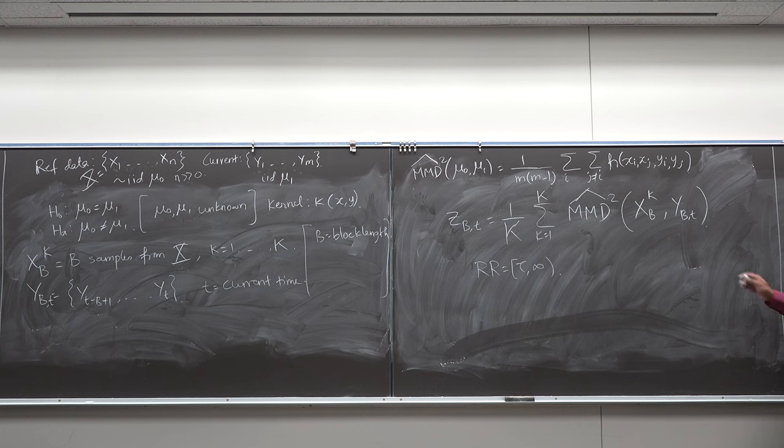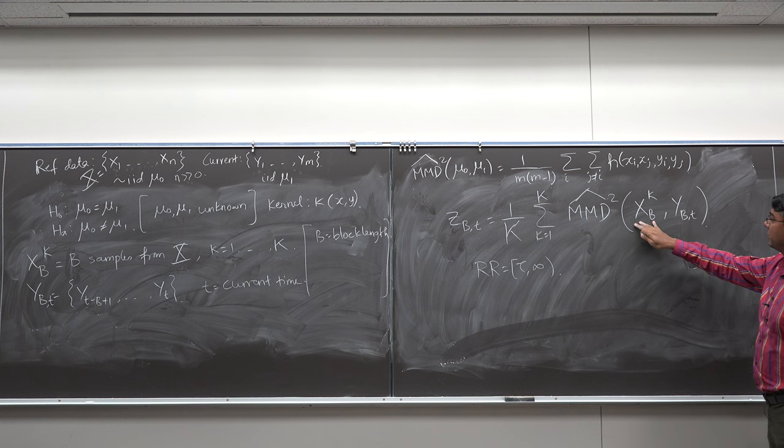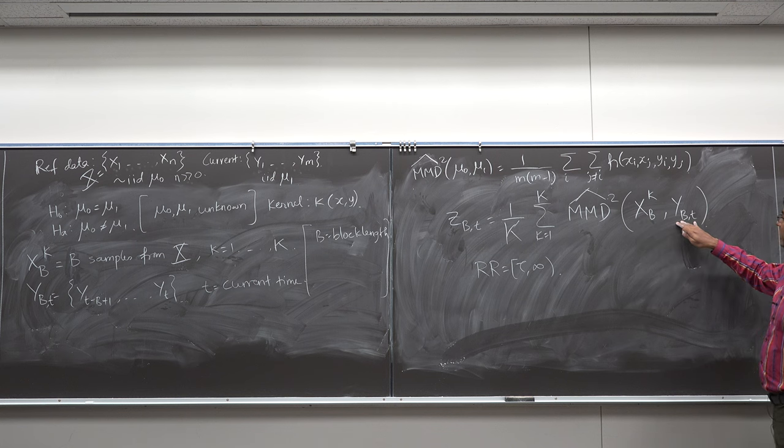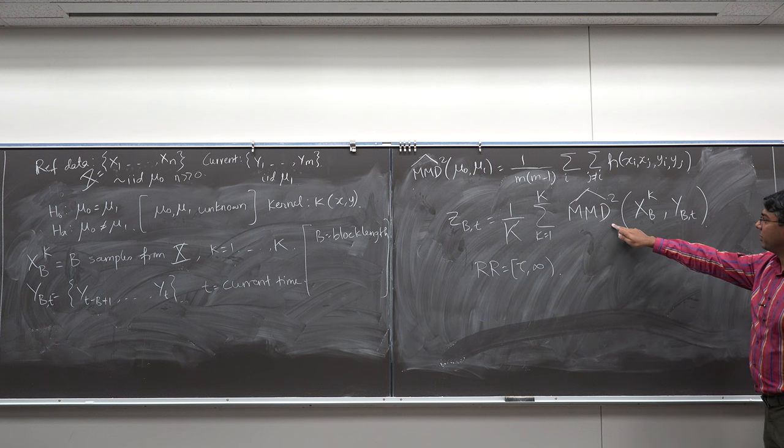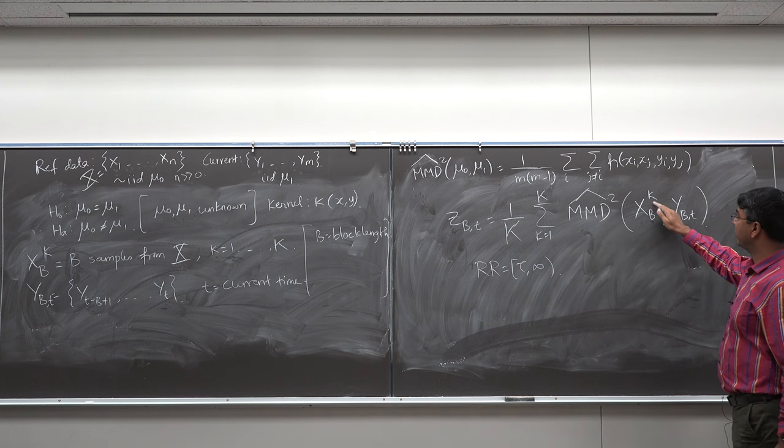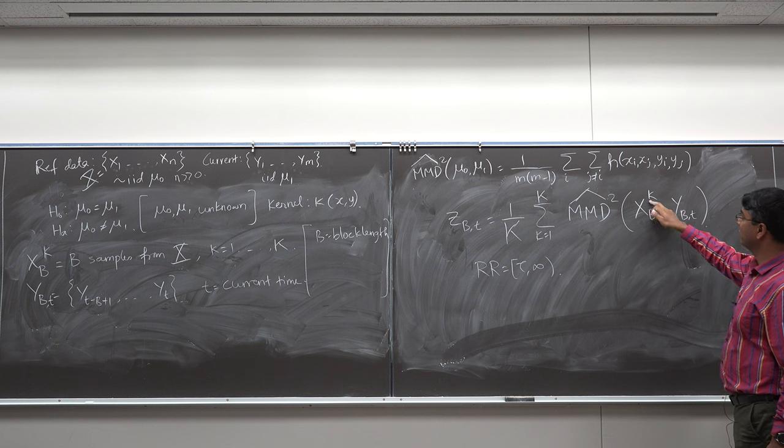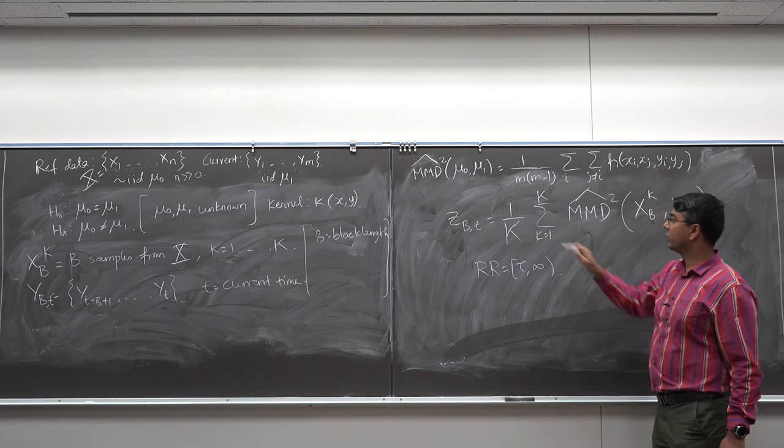So I'm using the samples from yesterday and the samples from today. So 1 hour of data from yesterday, and then the last 1 hour of data today. And then I'm computing the MMD hat square, and then I'm averaging over all the data from yesterday. So I might have 24 hours of data from yesterday, so I'm going to average it out over the 24-hour period.